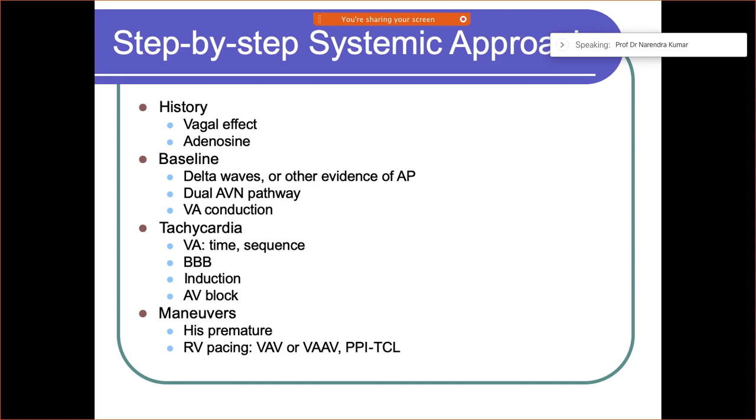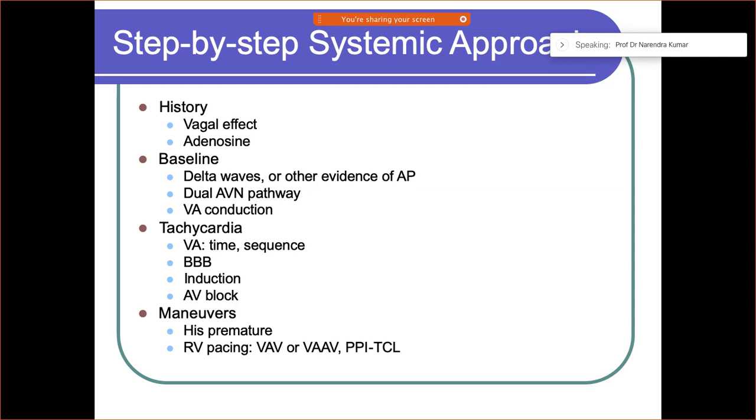One of the other important things is the systematic approach which we have already spoken about. As I already said, the history about the vagal effects or the adenosine. Vagal effects are, for example, if someone is doing a shave, and during the shave the tachycardia tends to decrease. Otherwise, during neck manipulations and all. Again, it is going to show more in favor of AVRTs, in fact, but it is less likely for the atrial tachycardias.